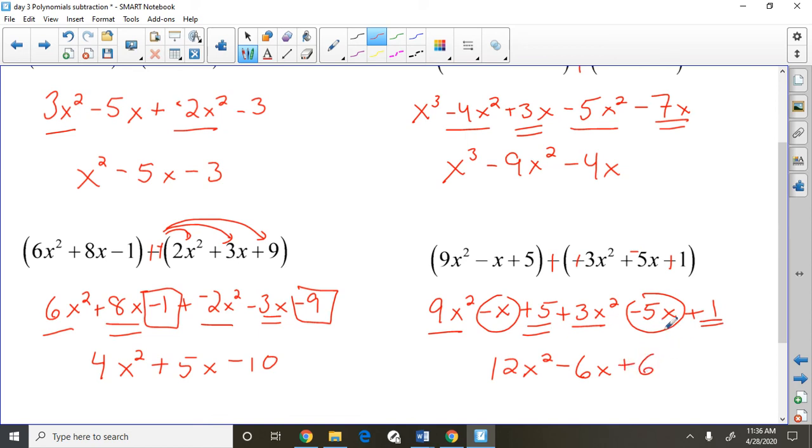When you do your homework today, the first couple problems are just subtraction, and then the second set you have to check and see whether it is addition or subtraction. If it's addition, you just combine your like terms right away. If it's subtraction, you rewrite it as adding the opposite and then combine your like terms.